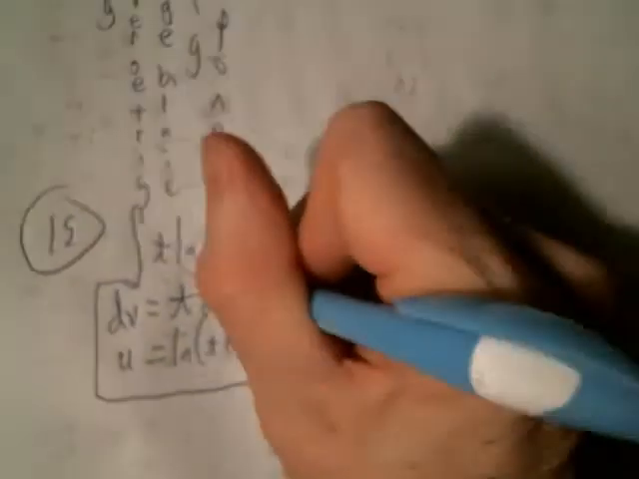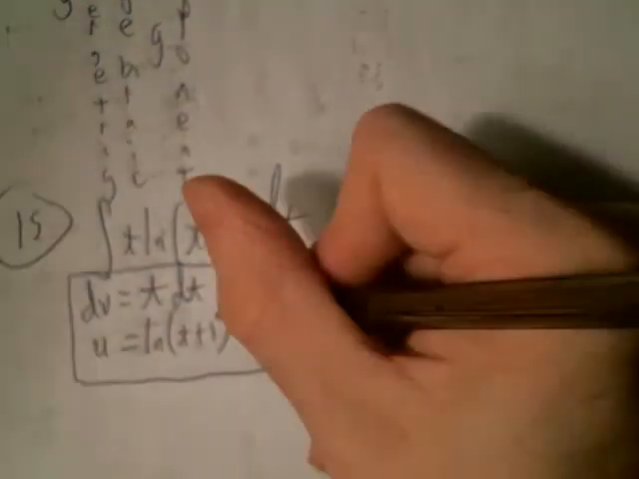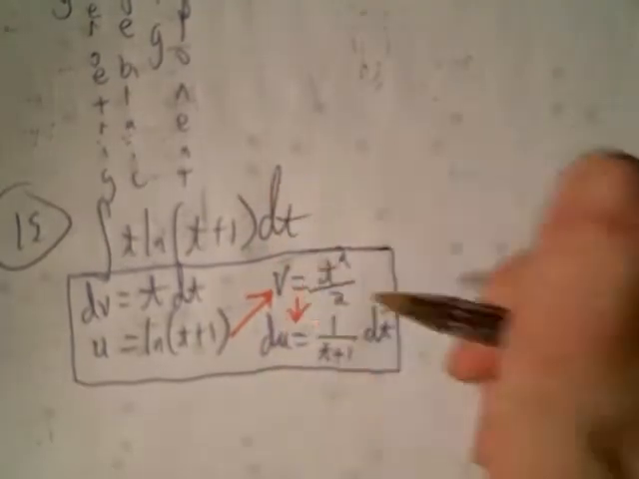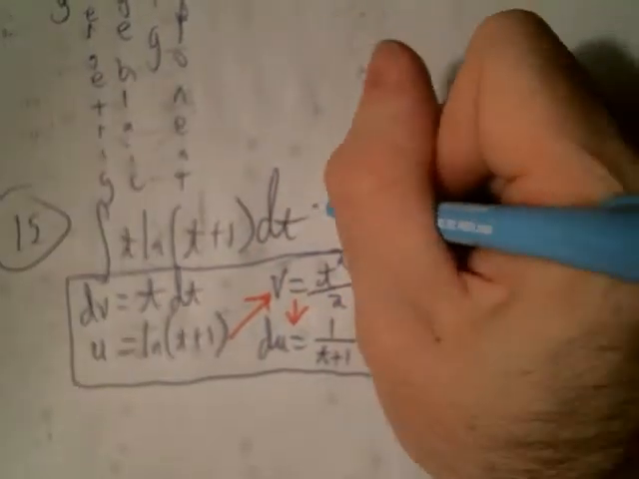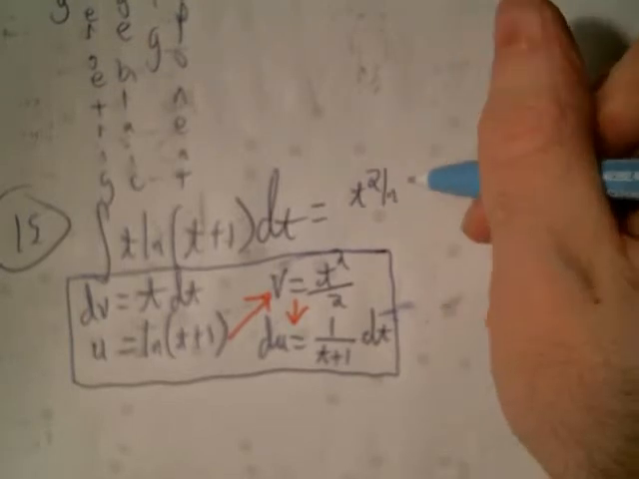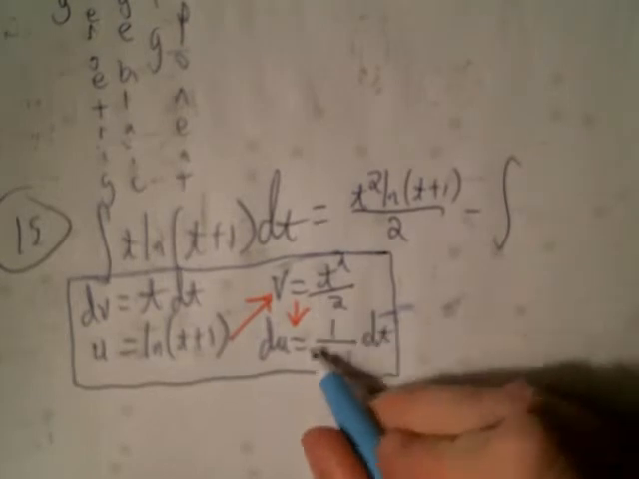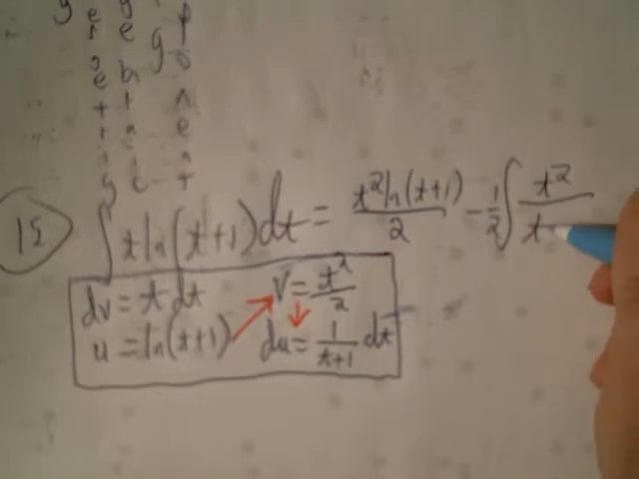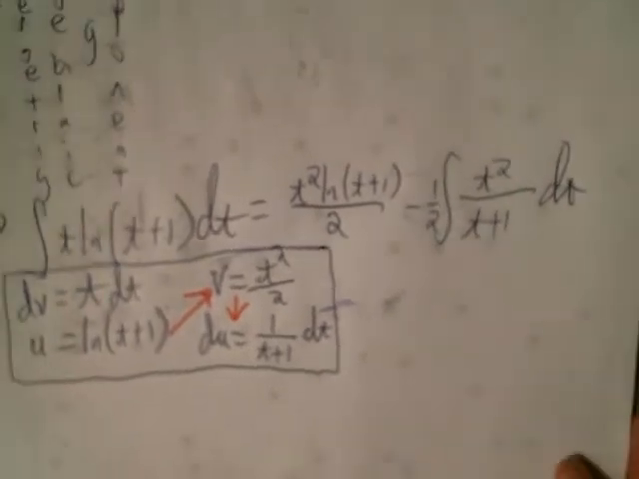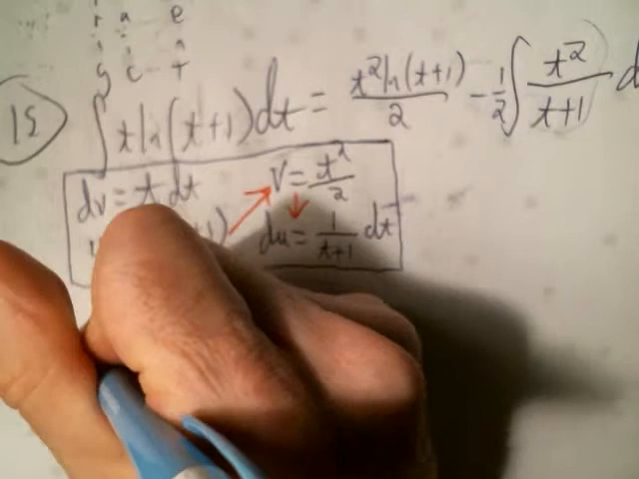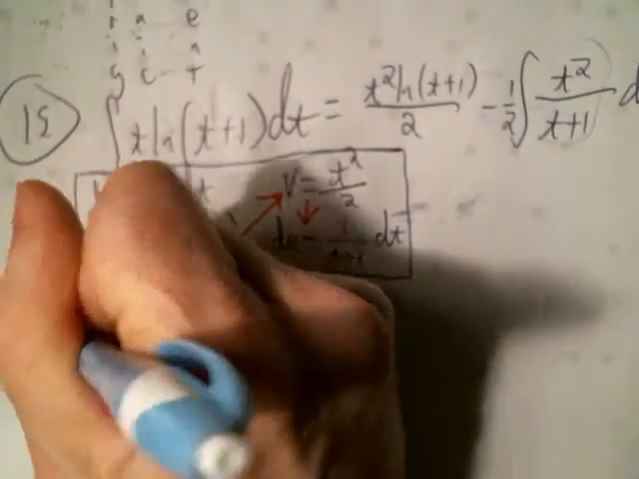Okay, let's go ahead and do this integral. It's always this times this minus the integral of that times that. So I have t squared ln of t plus 1 all over 2 minus the integral of this times this. There's a 1/2 floating about. Then we'll have t squared all over t plus 1 dt. I could do long division to evaluate this thing, t squared divided by t plus 1.